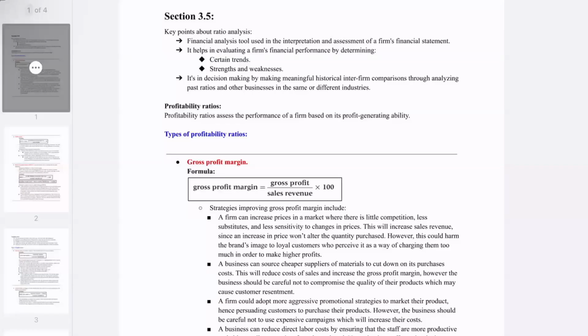Hello, you guys. Today we're going to be doing section 3.5 of IB Business Management, which is basically on profitability and liquidity ratio analysis. So let us begin with this video.